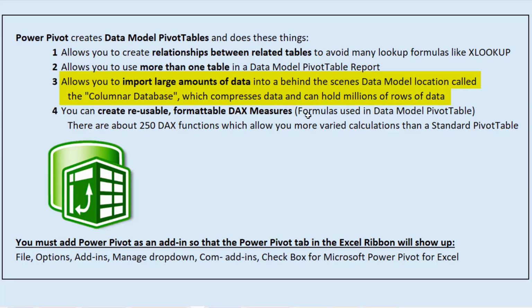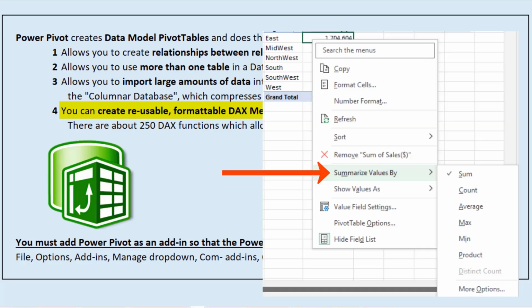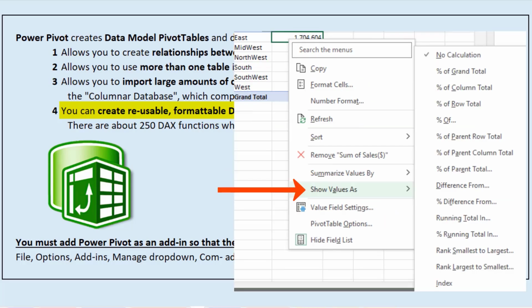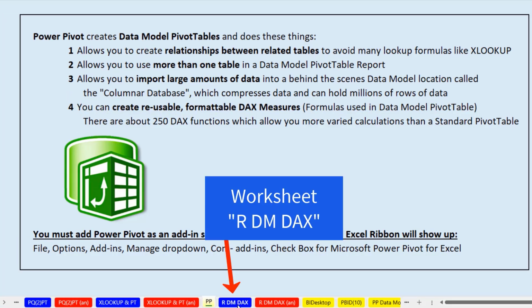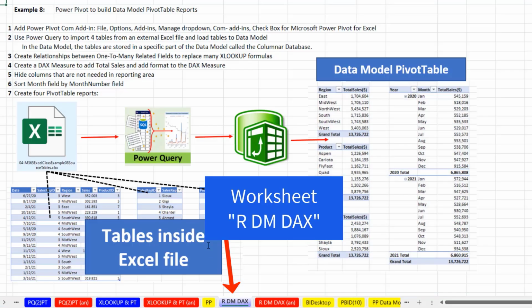This compresses the data and can hold millions of rows of data. And Power Pivot will allow us to create reusable formatable DAX formulas. These are formulas used in data model pivot tables. That means instead of using the default summarize values by and show values as, we'll build our own formulas. Now let's go over to RDM DAX.